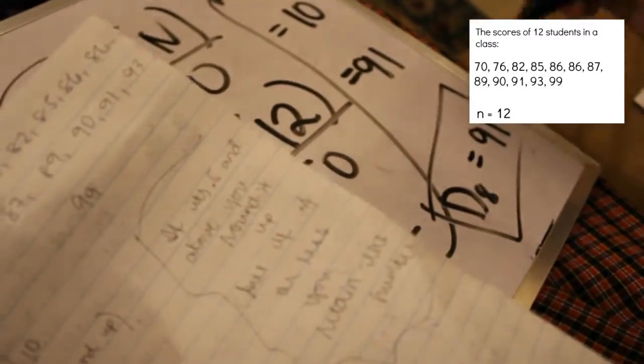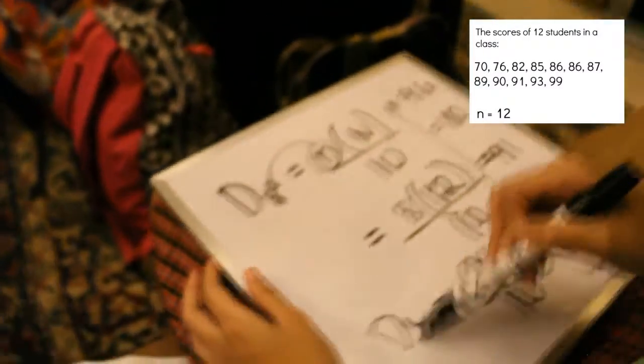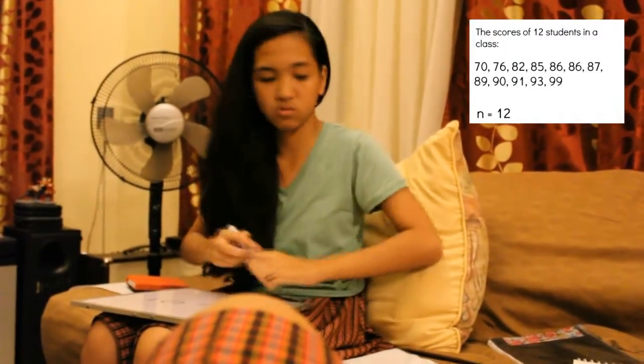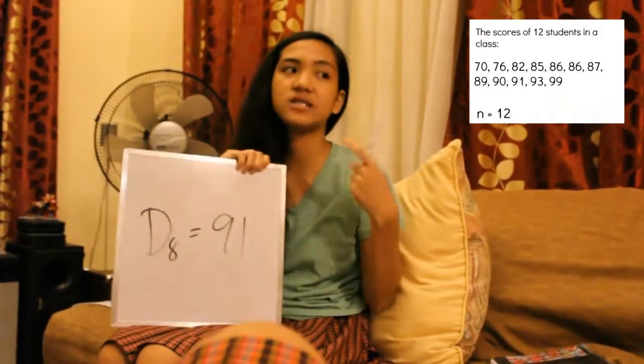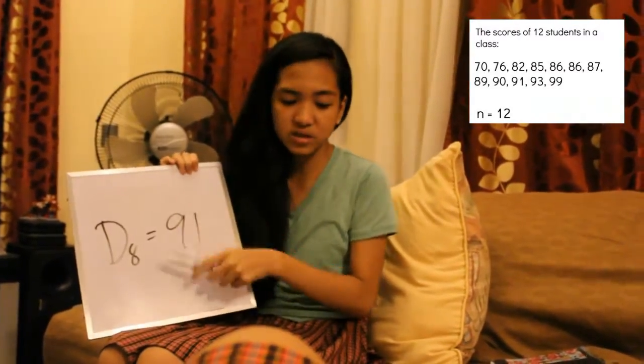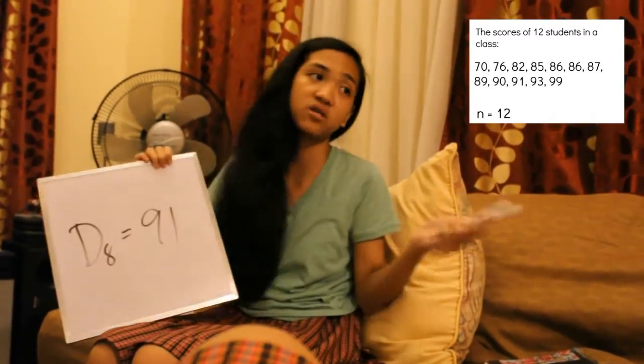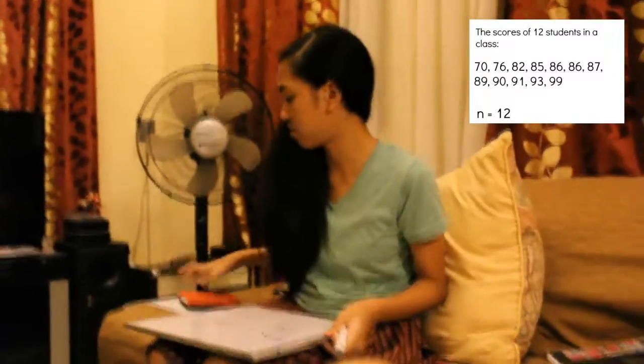And do we need to add the conclusion or not? D8 equals 91. Oh, whatever. So I think we need a conclusion. So the conclusion is the 8th decile is the 10th score, which is the value of 91. Do you get it? Yeah. Yes. Okay, let's proceed to the next item.